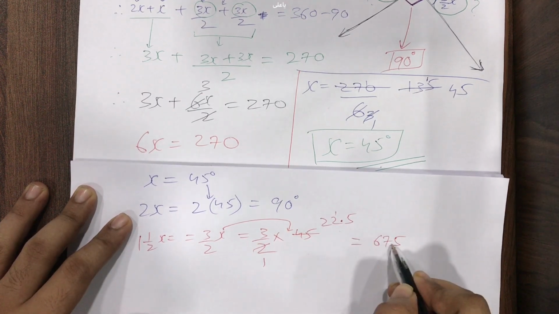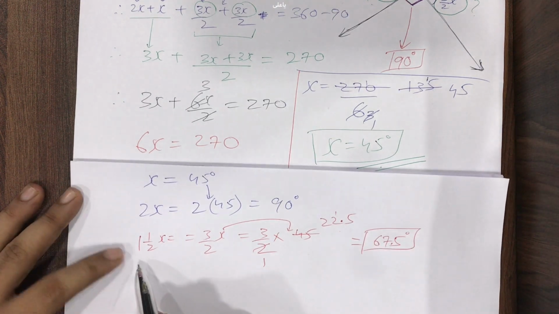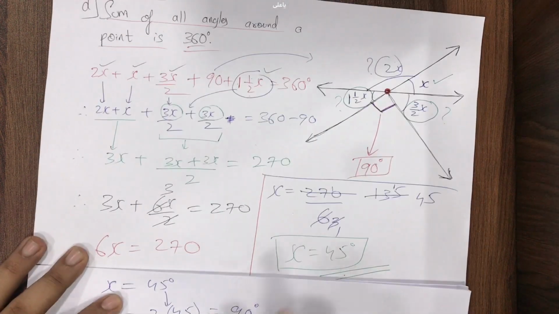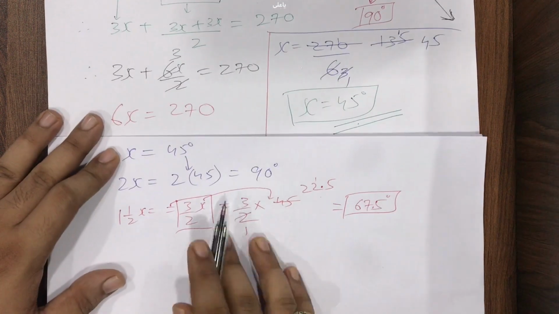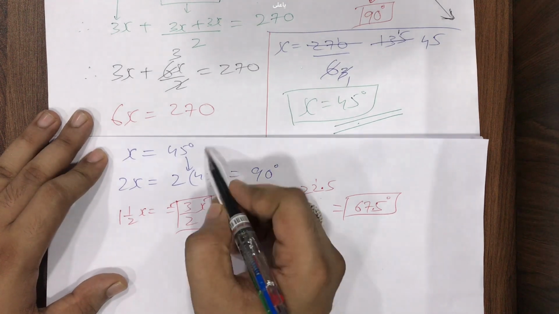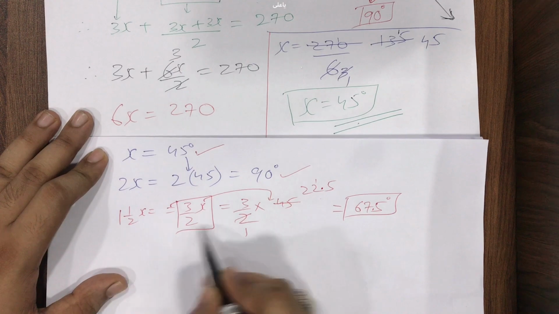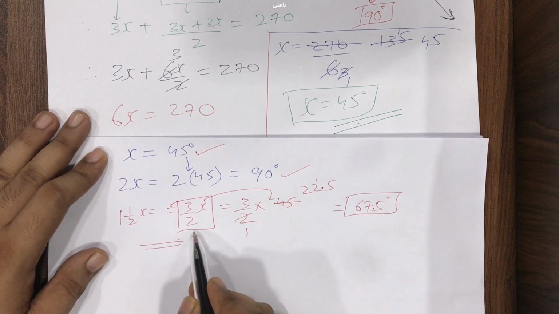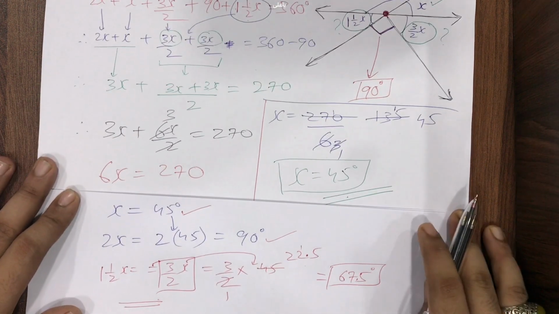Decimal point after one digit, so 67.5 degree. This is the answer of 1 upon 2x, which was nothing but 3 upon 2x. So can I say by doing this I also got the value of this 3 upon 2x? That's it. So these are the required angles. One was 45 degree, then 90, then 1 upon 2 is equivalent to this 3 upon 2x, and it is 67.5. So we found out our required angle, students.